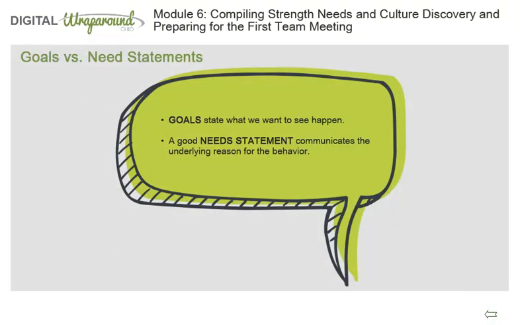Well-crafted need statements are also different than goals. A goal states what we want to see happen, such as "Jerry needs to follow direction at school." A need statement communicates the underlying reason for the behavior. It should be something we can imagine them saying they feel or need for themselves. For example, his need may be, "Jerry needs to feel listened to by his teachers." The next slide will give you some guidelines for developing good need statements and how to self-check when coming up with need statements of your own.